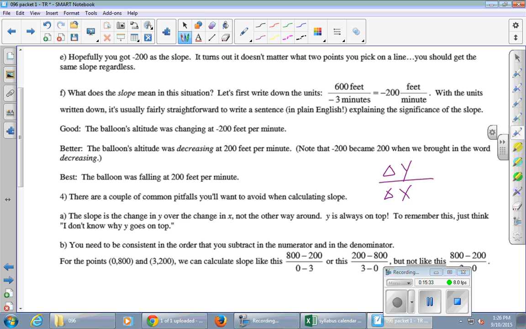Last semester, one of my students asked me why do we put Y on top and X on the bottom? And one of my students came up with, here we go, I don't know why Y goes on top. So if that is memorable to you, go with it. But Y goes on top, why? I don't know why, but Y goes on top.